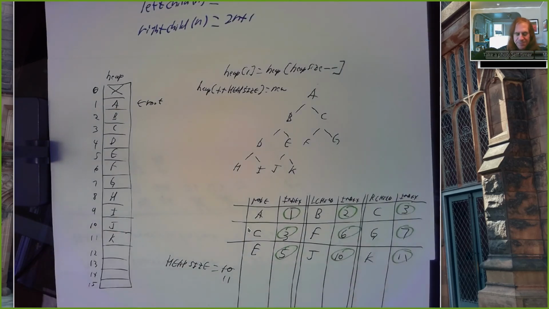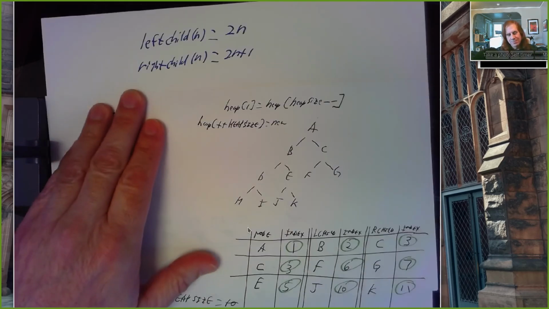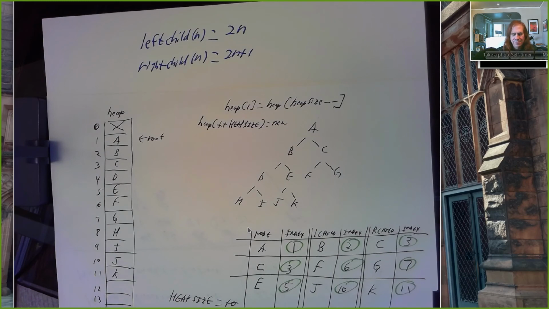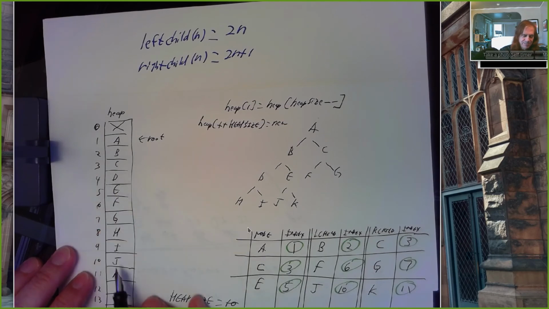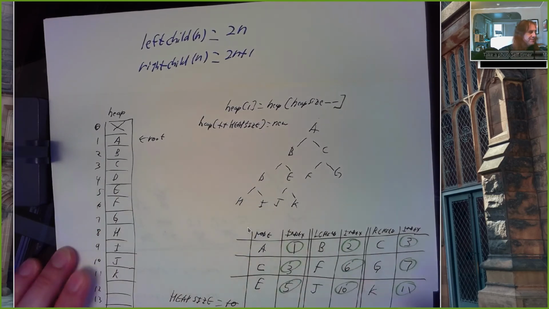So we can move from a node to its children by just doubling the node number, or doubling the node number and adding 1. If I want to find the right child of D, D is node 4, the right child is 9. 9 is I, that's the right child of D.